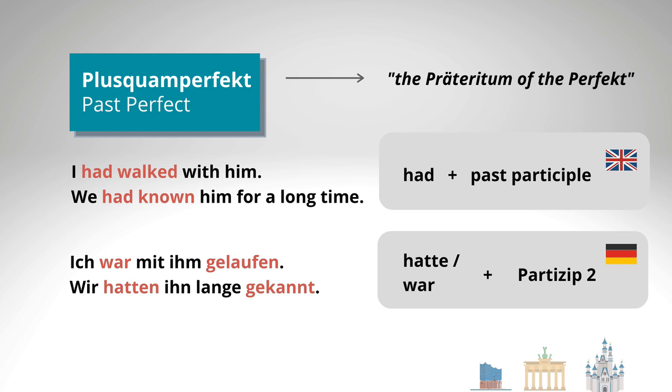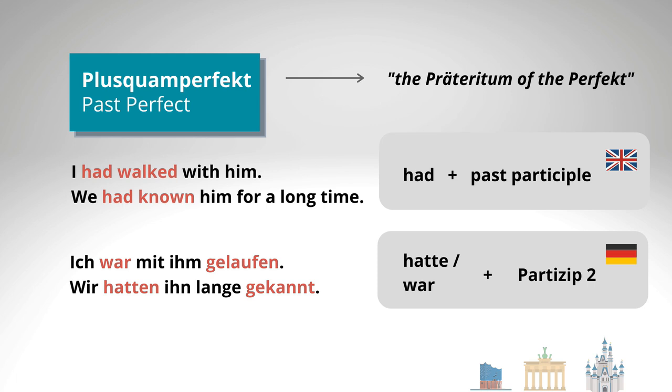So first, let's take a look at the past perfect in English. Some example sentences for the past perfect are, for example, "I had walked with him" or "we had known him for a long time." So as you can see, it's formed by taking "had", the simple past form of "to have", and then adding the past participle. "Had walked", for example, or "had known".